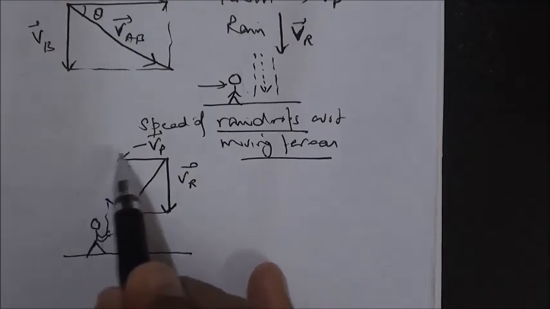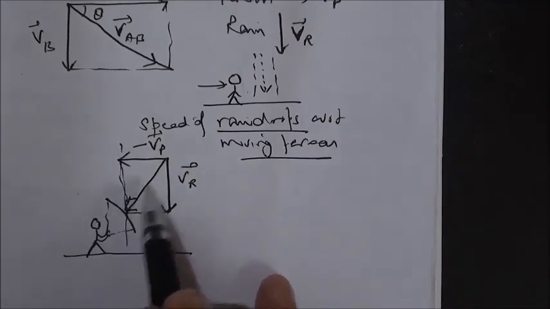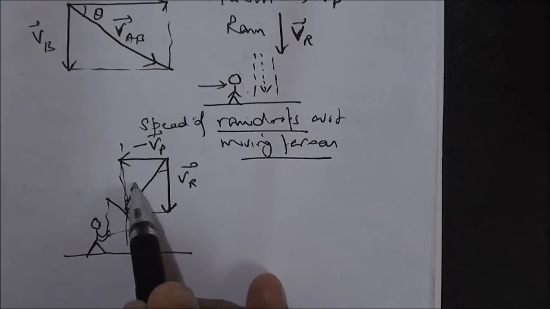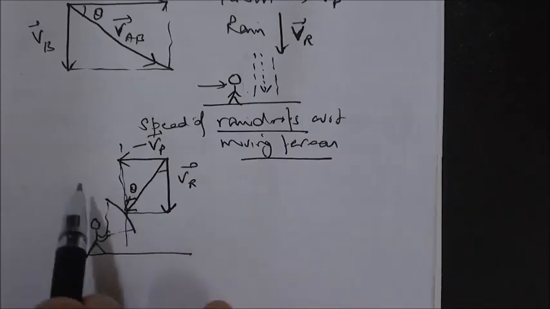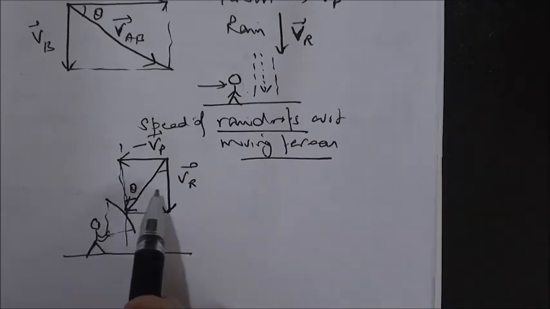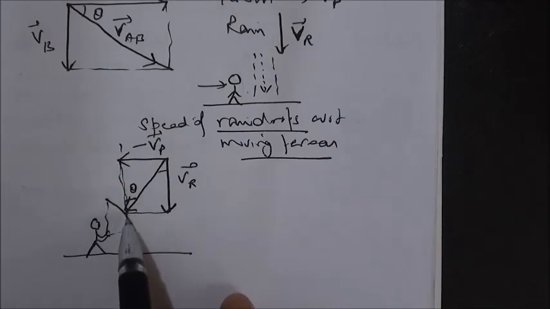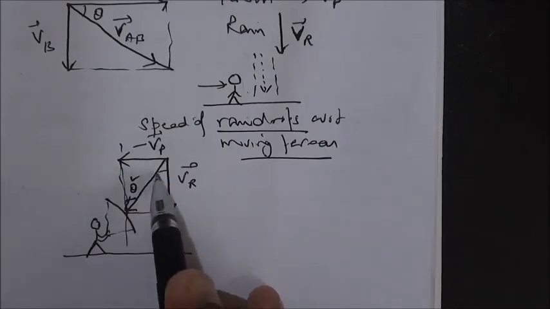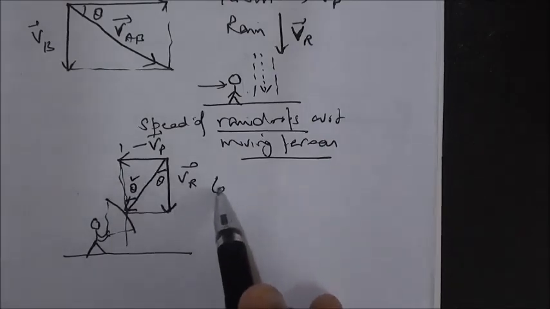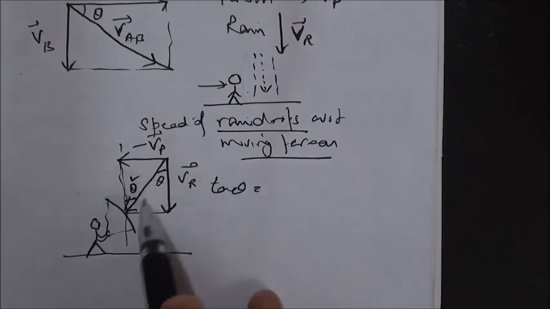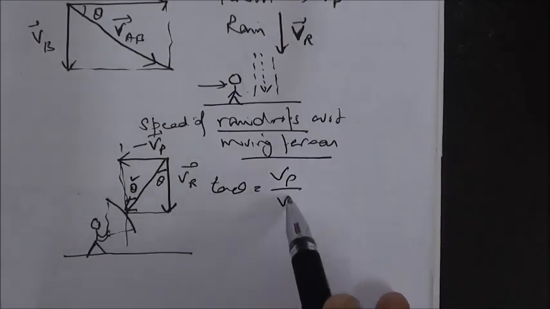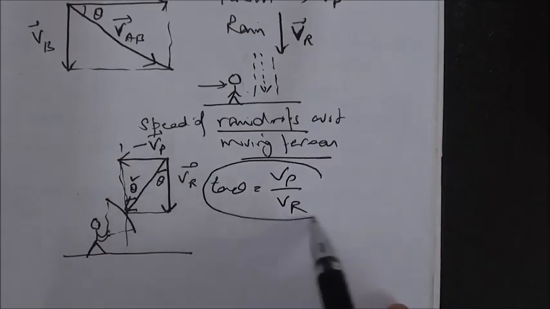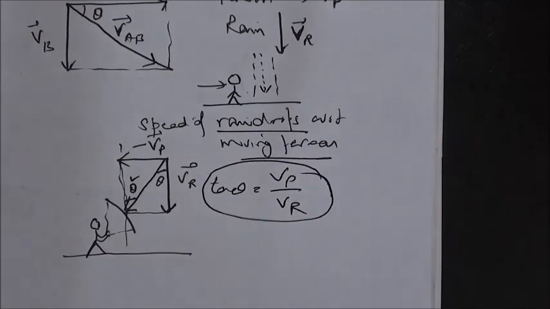So what we need actually is this angle or this angle. If this angle is calculated, you can say he will hold the umbrella at an angle theta inclined in the forward direction from the vertical. So you need this value or this. We can calculate tan theta. This will be this by this, so VP upon VR. So we'll get the value of the angle.